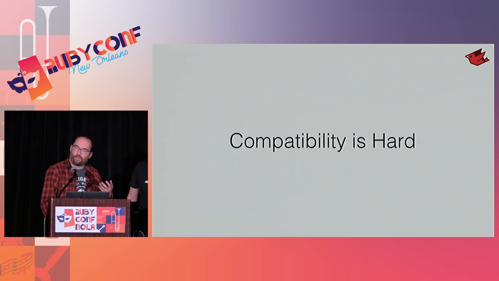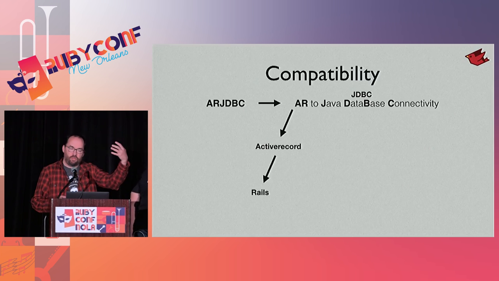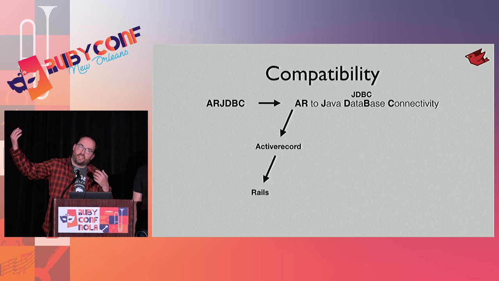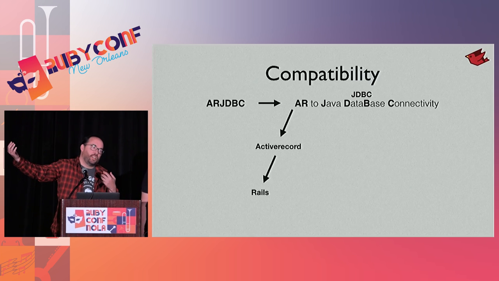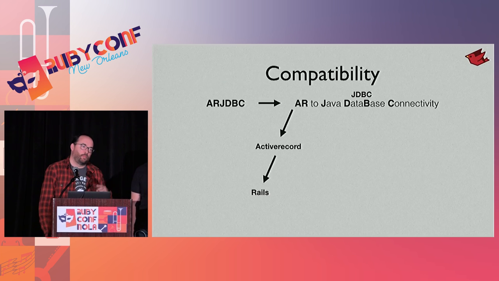I don't know how many people have worked on compatibility projects, but they're a lot harder than they look. So here, just for this project, we'll look at some of the details. ARJDBC is the marriage between Active Record and this API in Java called JDBC. It just gives you the ability to talk to different databases using the same API.